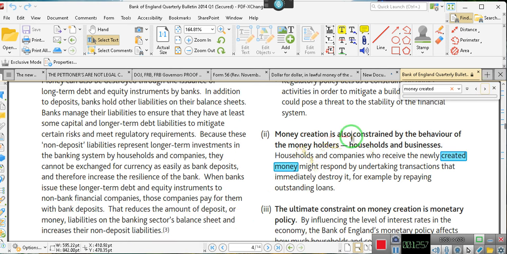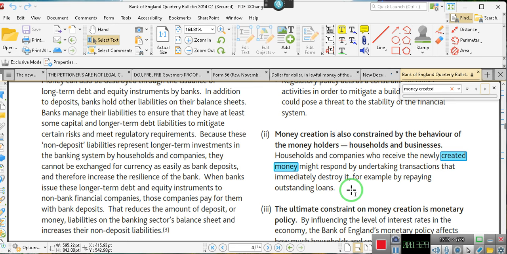Okay, let's do this right here. Money creation is also constrained by the behavior of the money holders, households, and businesses. Households and companies that receive the newly created money might respond by undertaking transactions and immediately destroying it. No, I don't think so. For example, by repaying outstanding loans. No, I don't think so. See, repaying the outstanding loan, paying attention, it still operates as a deposit. They still get to practice fractional reserve banking. Ta-da. It's a deposit. They still get to practice fractional reserve banking.